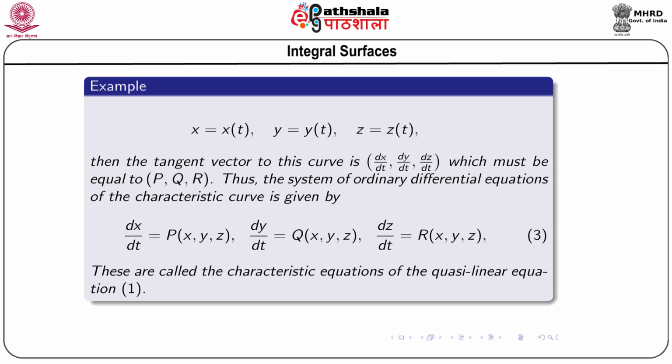Then the tangent vector to this curve is dx/dt, dy/dt and dz/dt. Since the direction ratios of the tangent vector are proportional to capital P, capital Q, capital R, dx/dt must be equal to capital P, dy/dt must be equal to capital Q and dz/dt must be equal to capital R. So, equation 3 gives the equation of the characteristic curves of the quasi-linear equation 1.